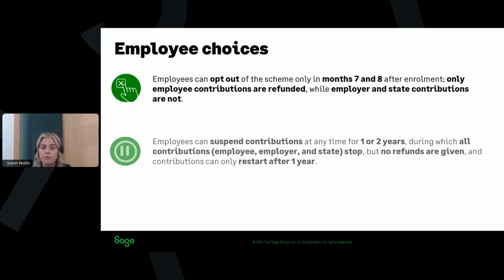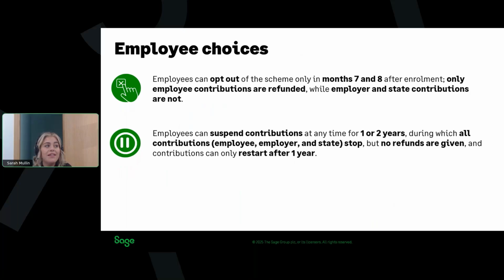Now, second option employees have is they can choose to suspend their contributions for either 1 or 2 years. During that suspension period, all contributions, so that's employee, employer and state, all contributions will stop. With this option, there are no refunds and contributions can only restart after at least 1 year. So once they choose that option, that's the earliest they could then restart the contributions.